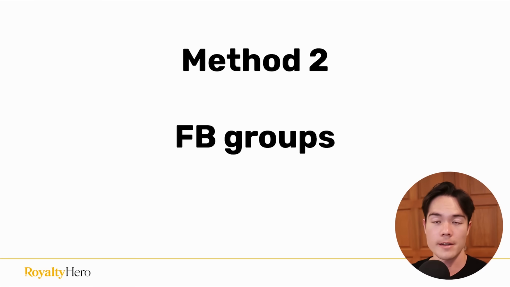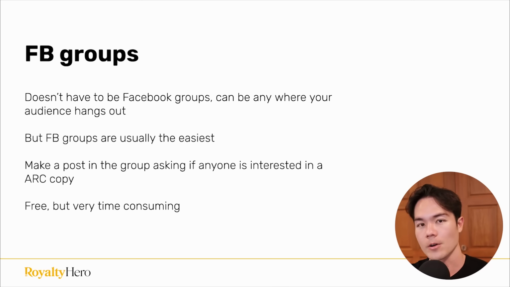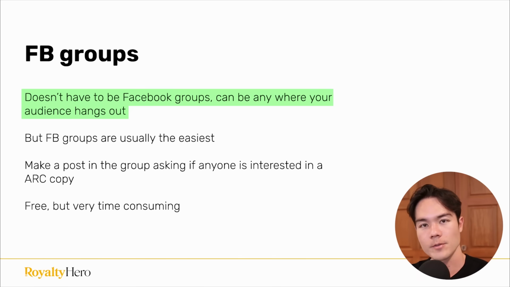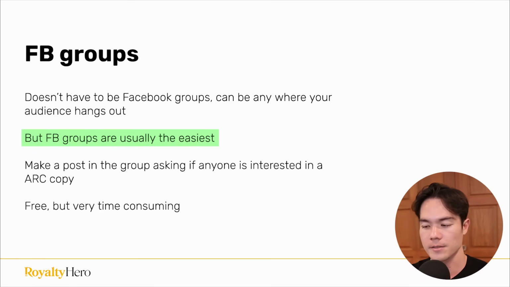So if you're just getting started and you have no audience, method number two is to go into Facebook groups. You can have your own Facebook group, but you can also tap into existing Facebook groups of other people and find your ARC readers there. It doesn't have to be Facebook groups necessarily. It can be anywhere your target audience hangs out. Facebook groups is just usually the easiest place to find these people.